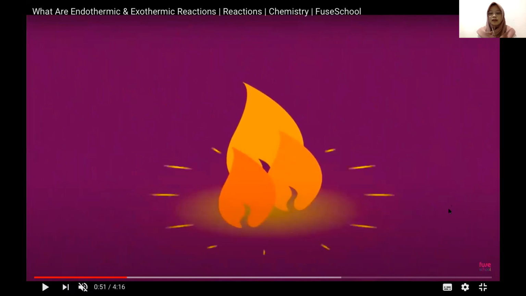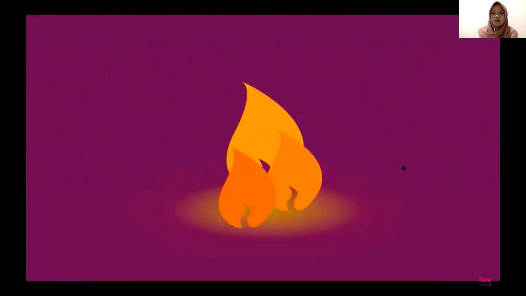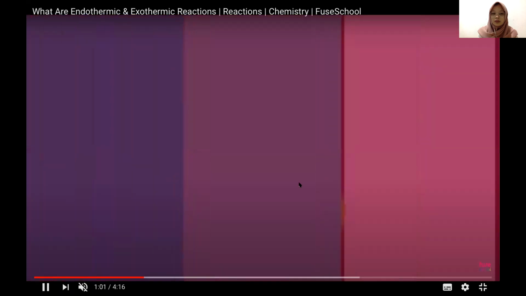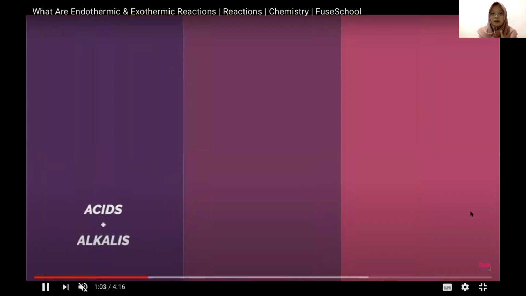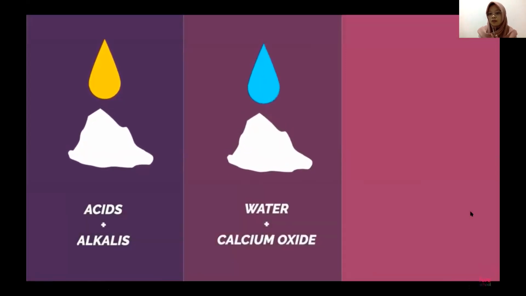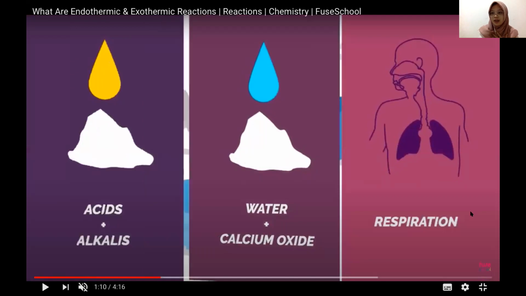Okay, as I said before, the exothermic reaction is giving out heat energy to the environment, like this campfire. Another example of an exothermic reaction is the neutralization reaction between acid and alkalis. Next is water and calcium oxide, and respiration in our body.